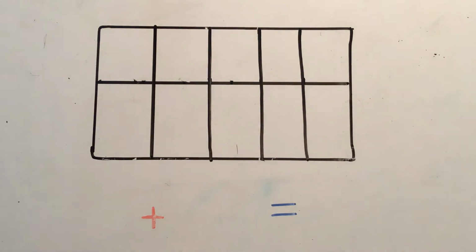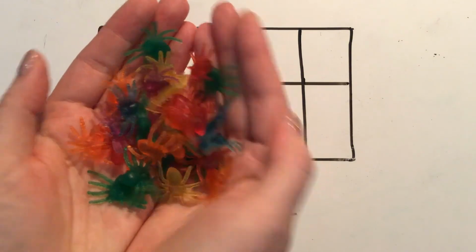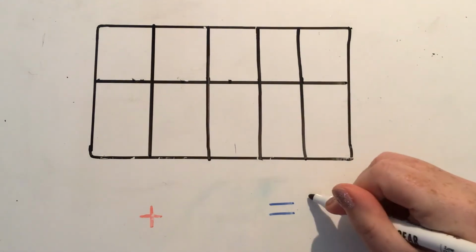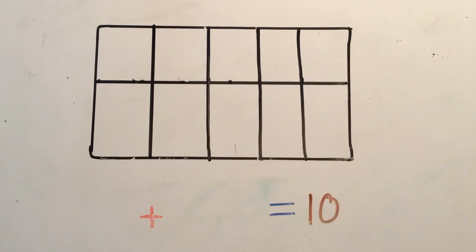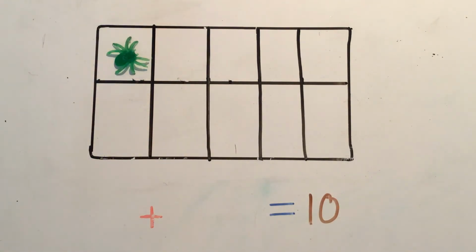Now, the manipulative I'm going to use today are little spiders. I only need 10 spiders because today I am working on ways to make 10. So whatever numbers I put here, I always want to make sure that they equal the number 10. I'm just going to start with 1 spider on the tens frame. So how many spiders do I have there?